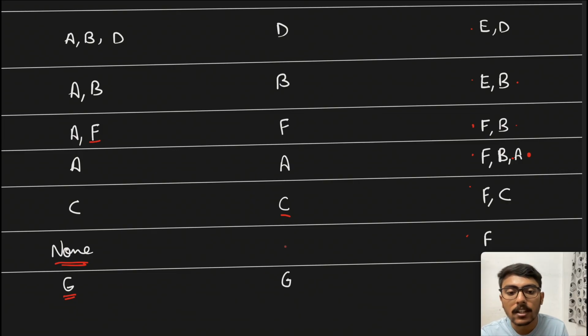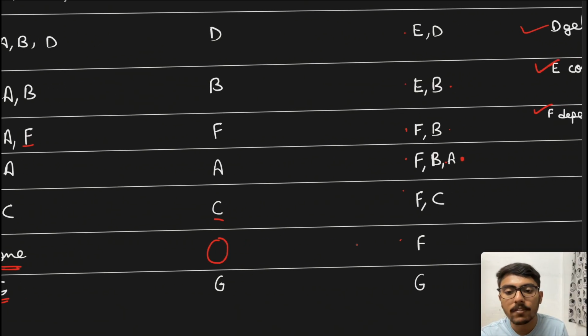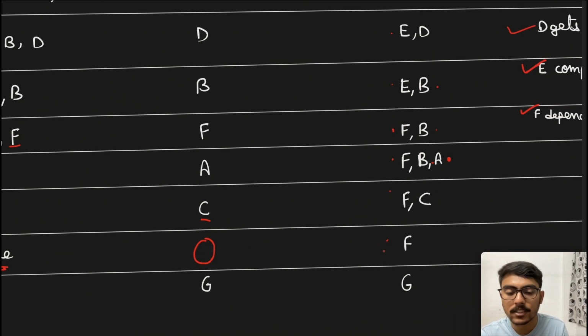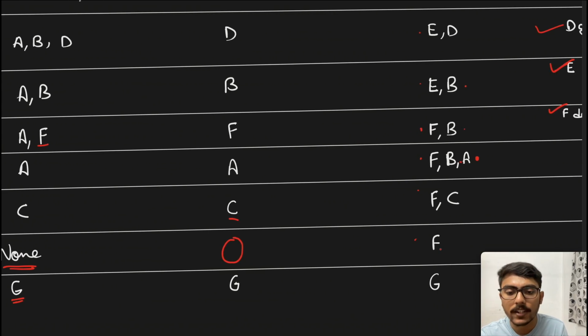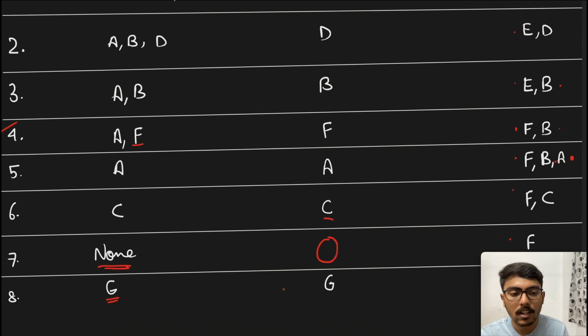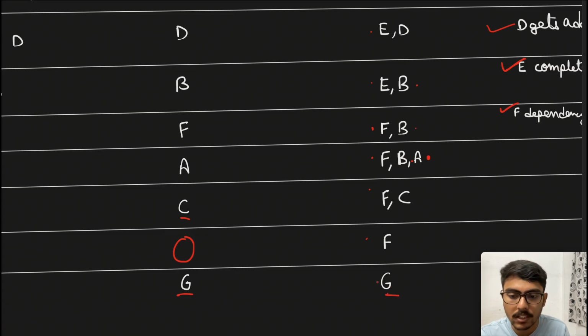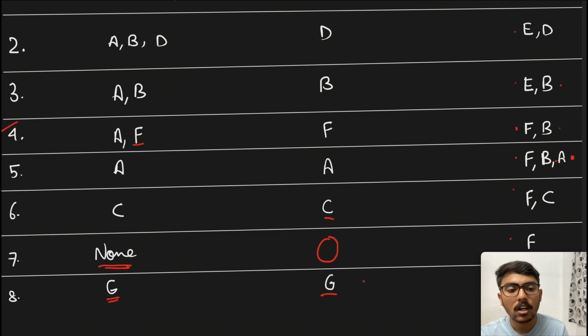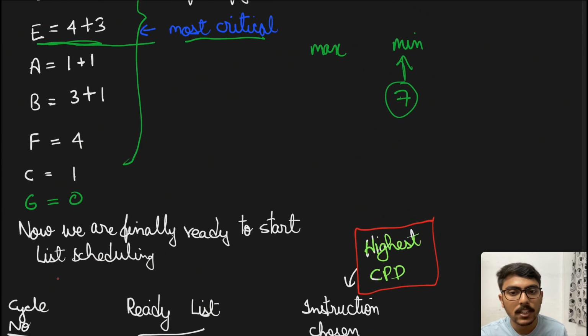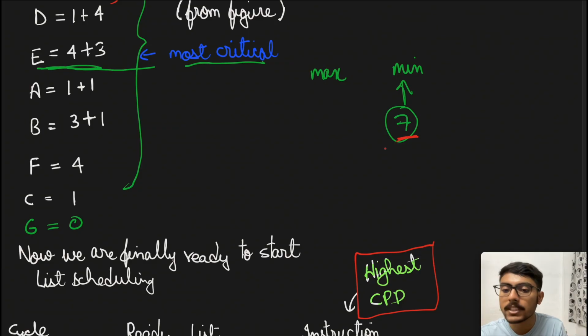So there will be nothing in the instruction chosen, and we'll execute F in the active list. Once F has finally completed, then we have G in the instruction chosen, G will execute, and we are done with the instructions. So we see that we have taken 8 cycles. As we saw previously, the minimum would be 7, right?